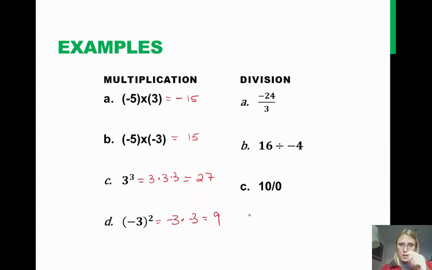Let's look at the division here. We have a negative divided by a positive, so this will be a negative outcome. 24 divided by 3 is 8. This one is 16 divided by -4. That's going to be a -4. And then 10 divided by 0. Well, we cannot ever divide anything by 0, so this would be undefined.